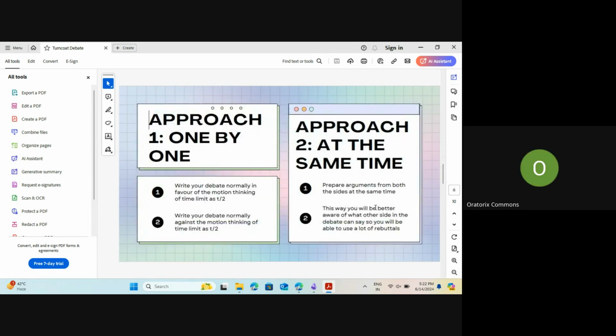There are two approaches. One can be one by one, or the other one can be at the same time. अब नाम से बहुत clear है. One by one approach का मतलब क्या है? Forget that you are in a turn code debate competition. You normally write a debate, just write it normally. पहले for की debate लिख दो, and then write normally the against that motion debate.